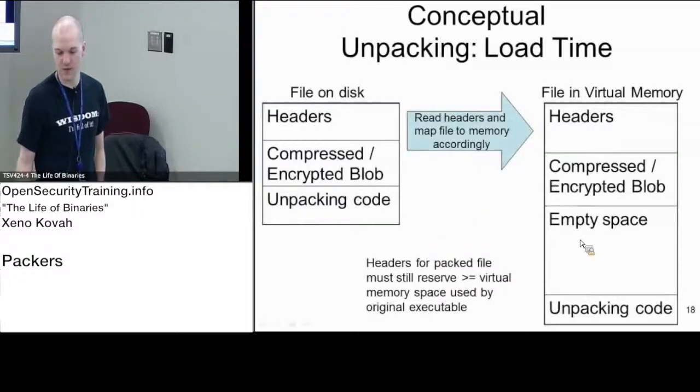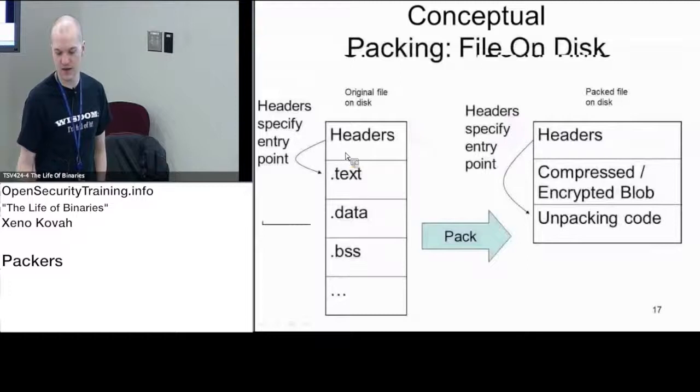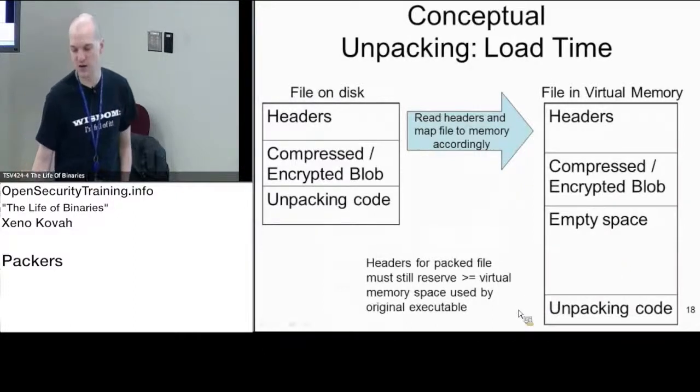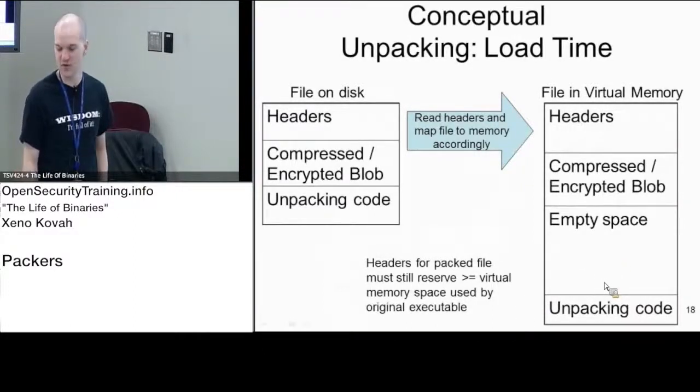All right, so at runtime, right, this is the packing process. On disk, you get this compressed version. And at runtime, the header information was updated to start at the unpacking code. And then the unpacking code just decompresses the information into memory. So the first thing it'll do is it'll map enough space so that the thing can be decompressed. So that's a common feature that you'll see.